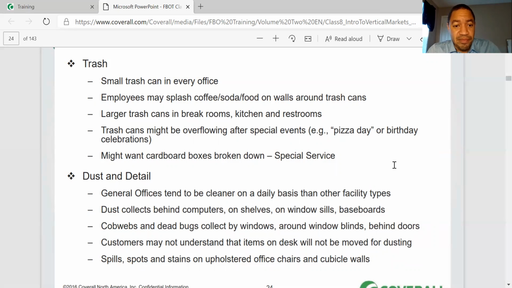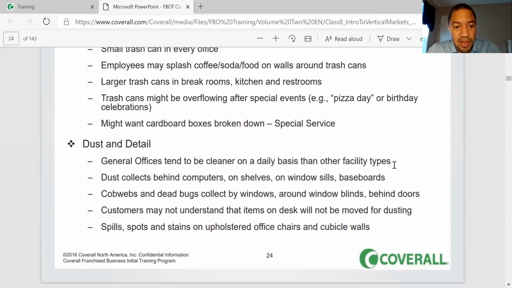The same bug, right? Customers may not understand that items on the desk will not be moved for dusting. If they have a cluttered desk, then we're going to clean what we can clean around it. We're not going to disrupt what they have and damage their paperwork or whatever items they have on the desk. So that's something we have to let them know beforehand, so they're in the right frame of mind when they either clear their desk or don't. When they come back, they understand the reason why, because we can't be responsible for those things.